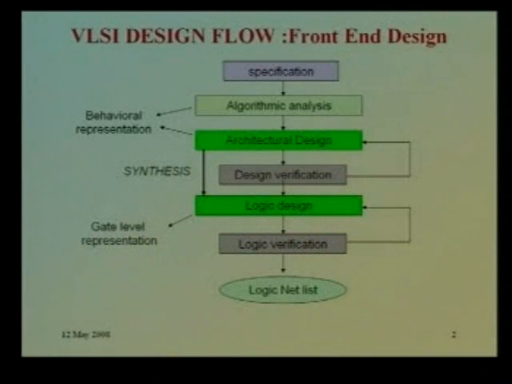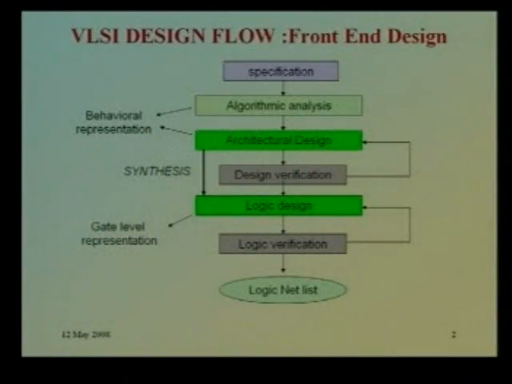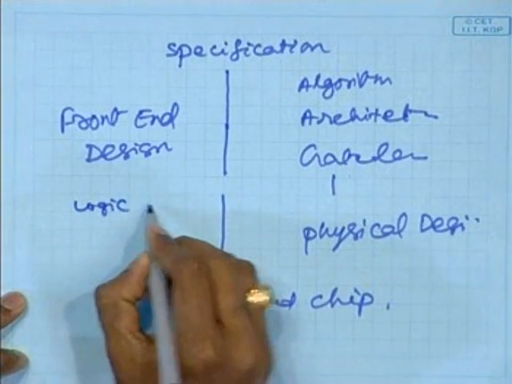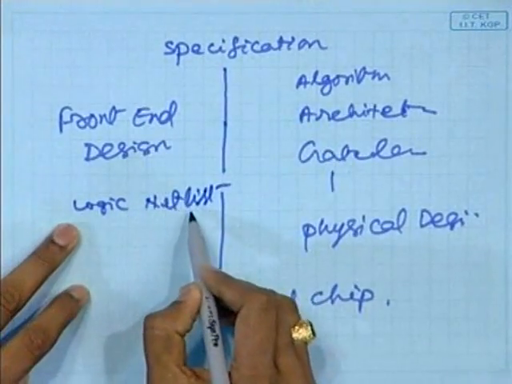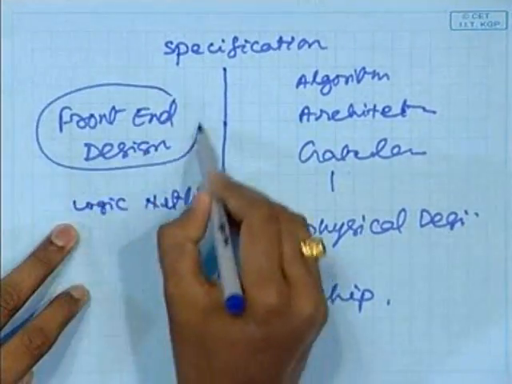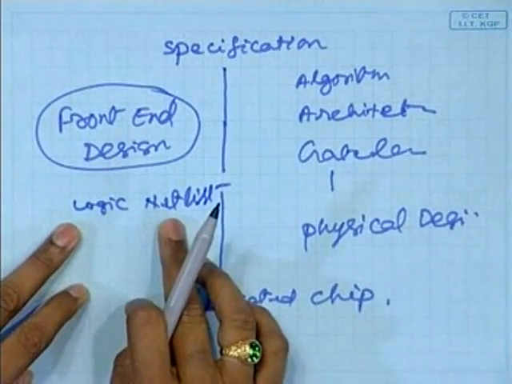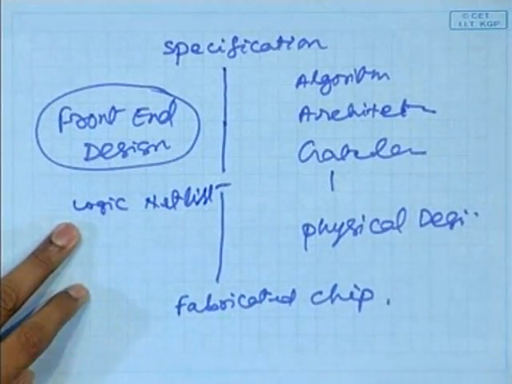After you find your architecture is working fine after the verification, then you go for the synthesis. The next class we will study the synthesis, I am not covering synthesis now. In the synthesis you get the netlist of your circuit. From the specification to the logic netlist is your front end design. Once you get the logic netlist, you take the netlist and go for the physical design.